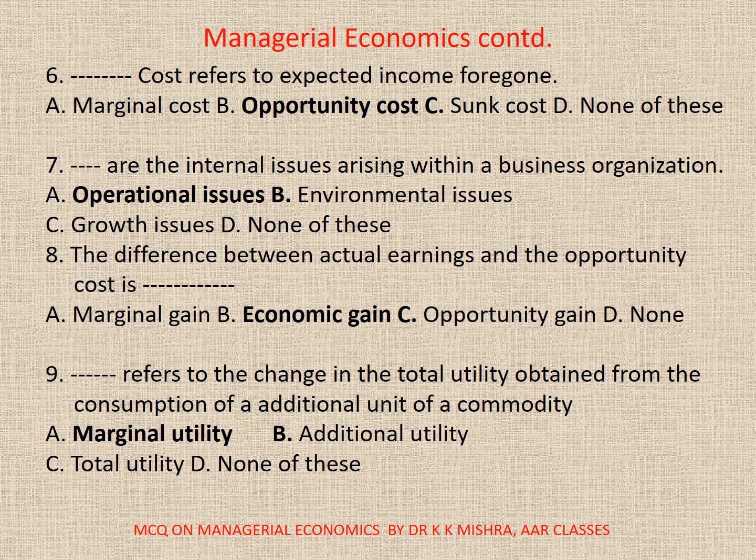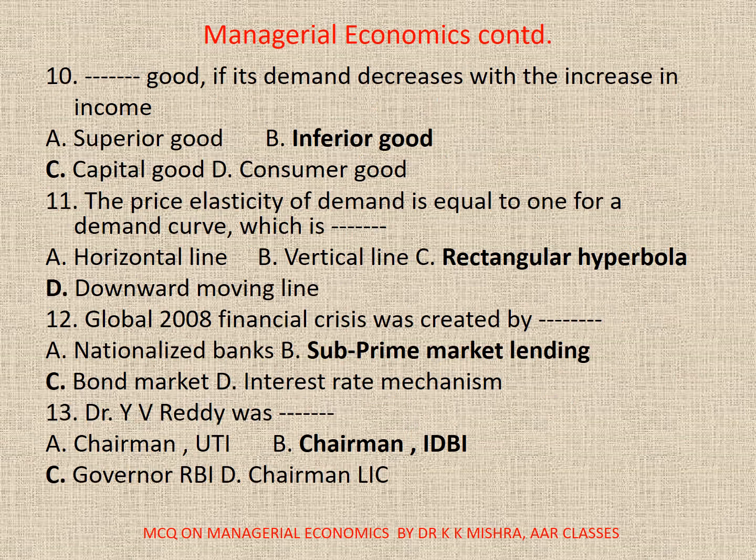9. Dash refers to the change in the total utility obtained from the consumption of an additional unit of a commodity. A, marginal utility, B, additional utility, C, total, or D, none. Correct option is A, marginal utility. 10. Dash goods if its demand decreases with the increase in income. A, superior goods, B, inferior goods, C, capital goods, D, consumer goods.